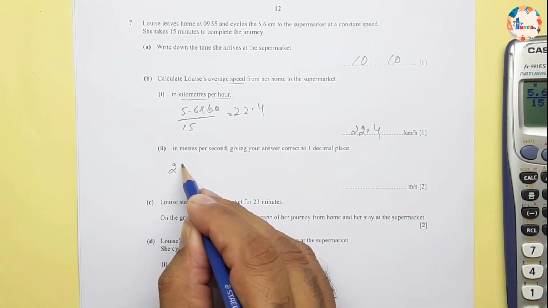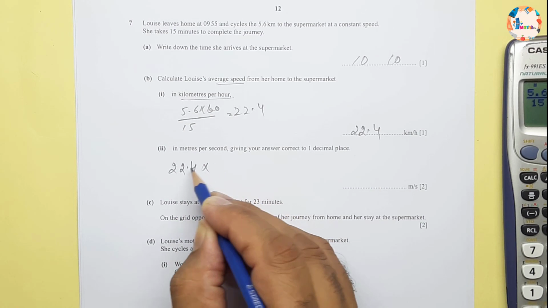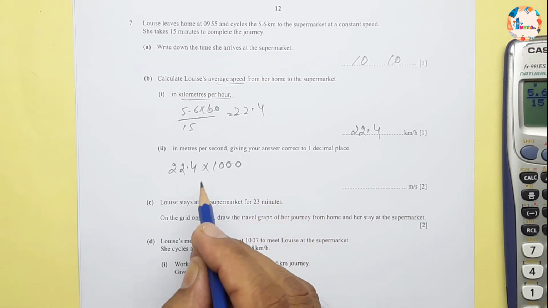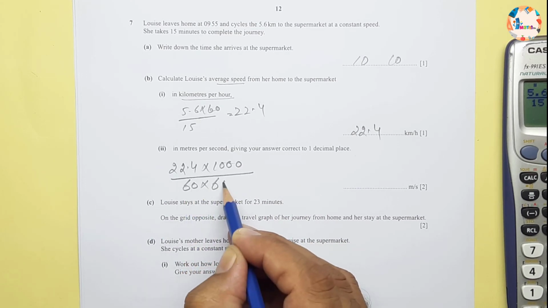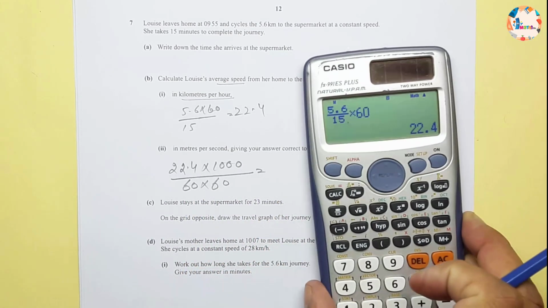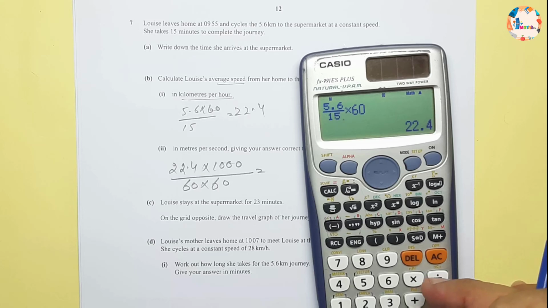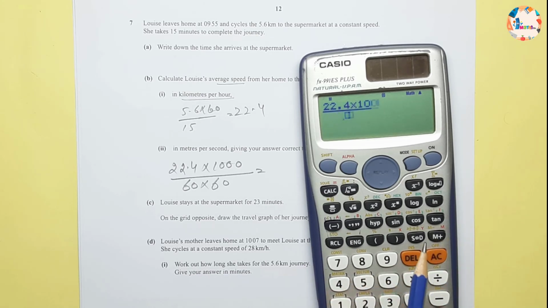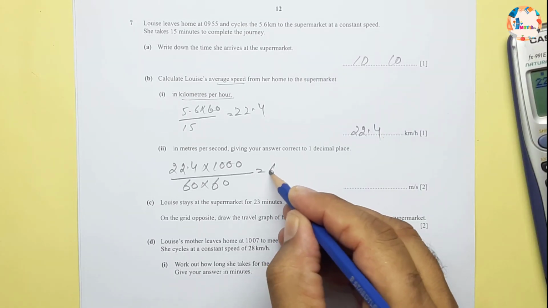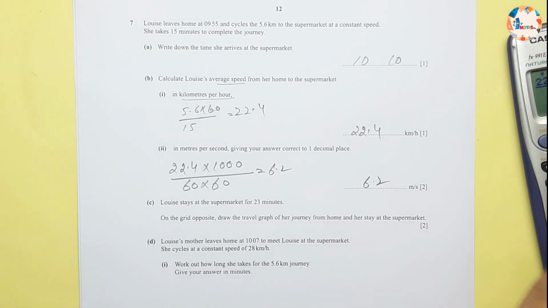So for 22.4 kilometers per hour into meters per second: kilometers into meters will be 1000, and hours divided by 60 will be minutes, then again 60 will be seconds. We can do 22.4 multiplied by 1000 and divided by 60 times 60. This will be equal to 6.2. So 6.2 will be our answer.